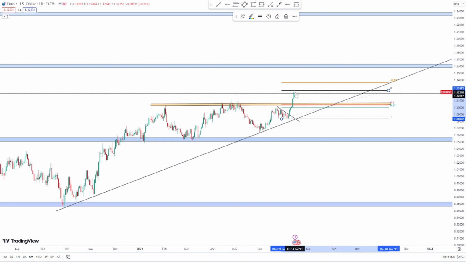But currently on Euro USD, I won't be looking for anything other than buys. Anything below buys, I won't be looking for it. The only thing I'll be looking for is buy scenarios. Buy this market to the upside.